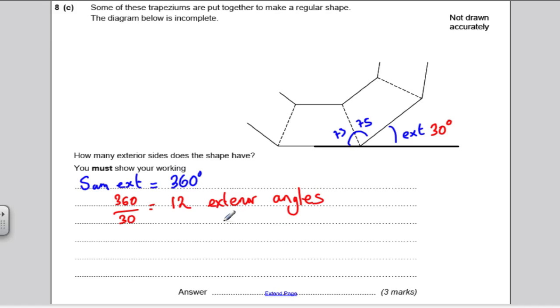So that must mean that the shape has 12 sides, by the same token, because each exterior angle is matched by one side. Another exterior angle, another side. So there are 12 sides to this shape.